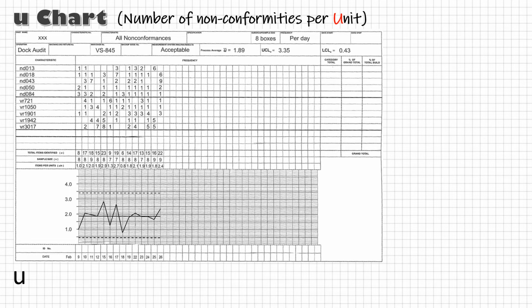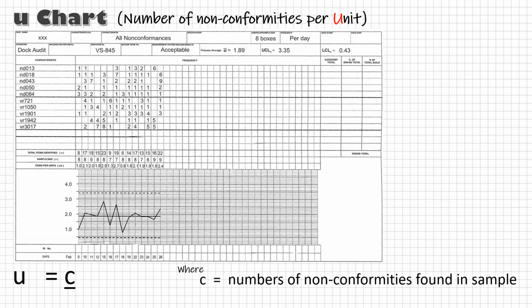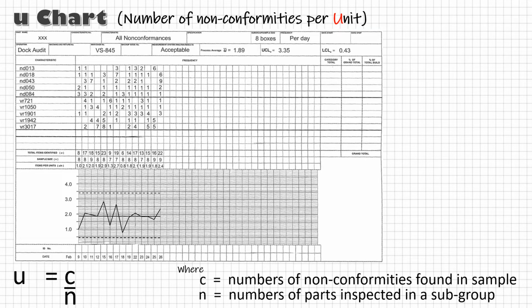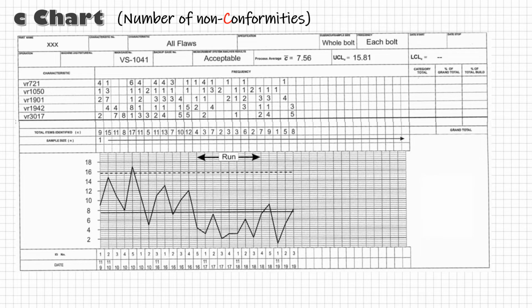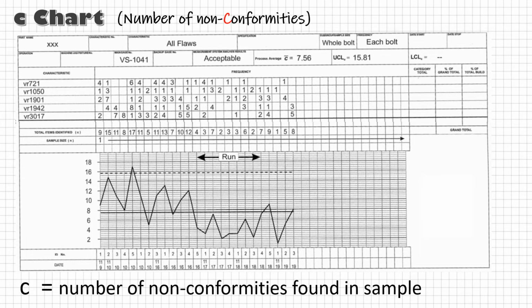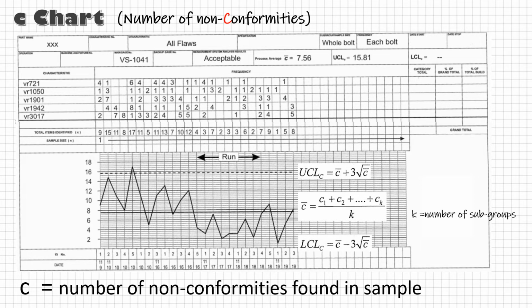Similarly, for counting non-conformities per part, when our subgroup size can vary, we use U chart, where we plot U, that is proportion of C, number of non-conformities found, and M, number of parts inspected. Centerline will be U bar, which can be calculated as the total number of non-conformities found divided by the sum of sample sizes. And if our subgroup size is constant, we can go for a C chart. Here the individual values will be C, number of non-conformities in a subgroup, and the center line will be C bar, which can be calculated as the total number of non-conformities found divided by the total number of subgroups.